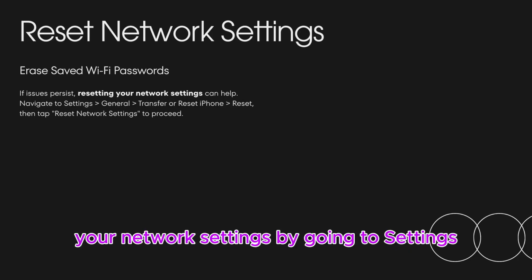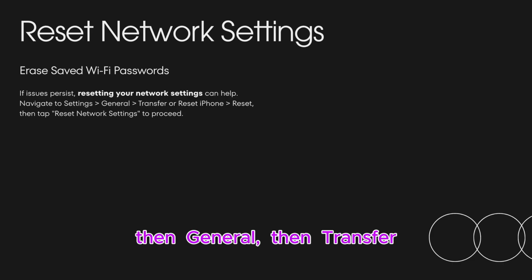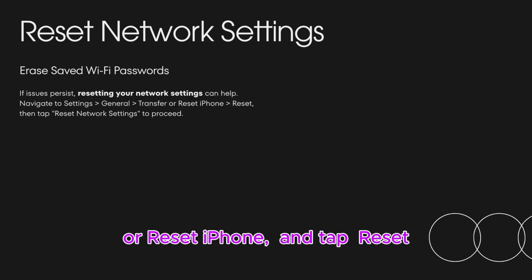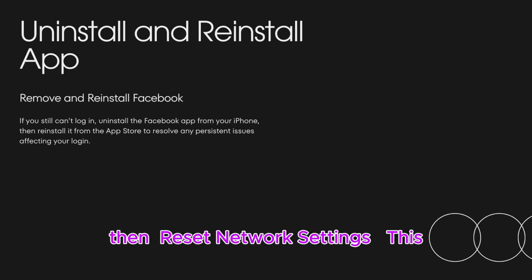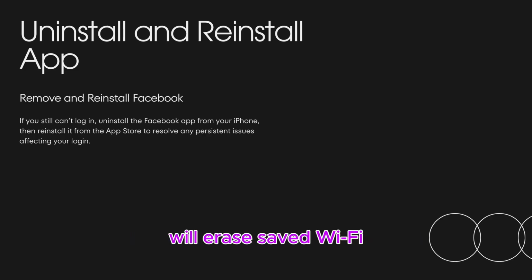Reset your network settings by going to Settings, then General, then Transfer or Reset iPhone, and tap Reset, then Reset Network Settings. This will erase saved Wi-Fi passwords.